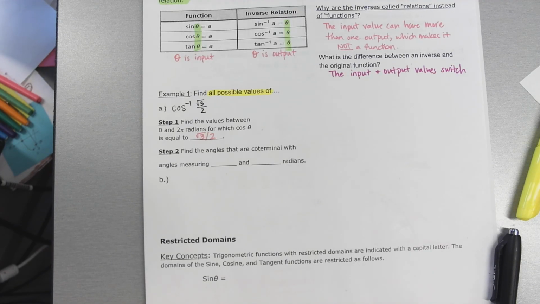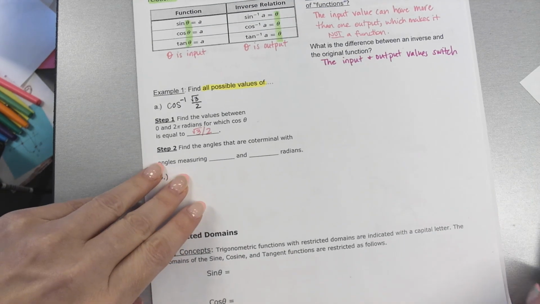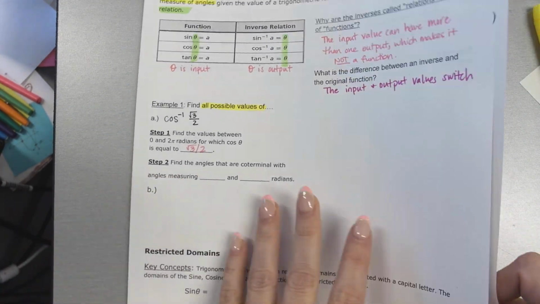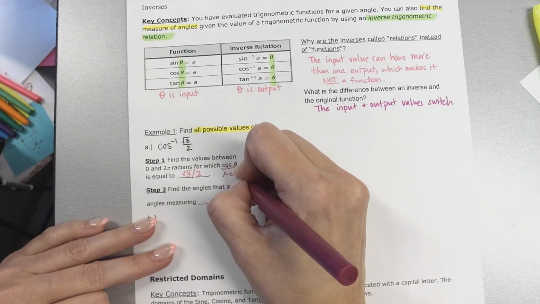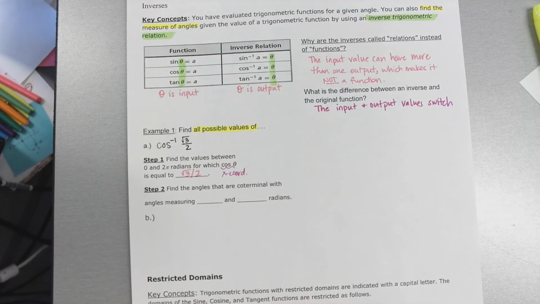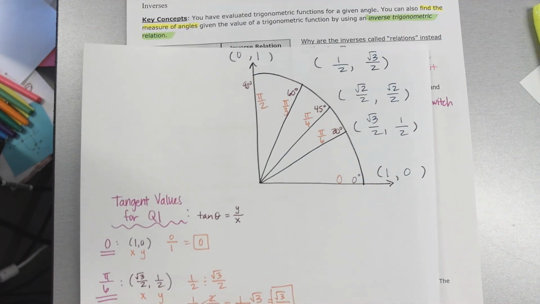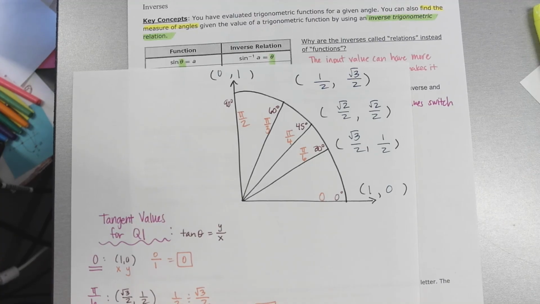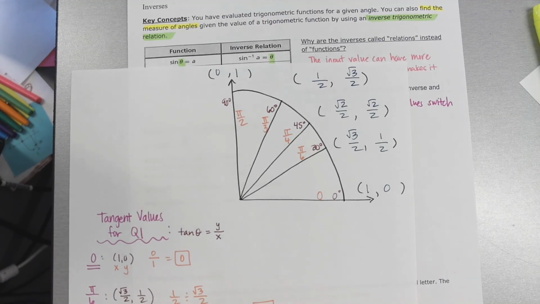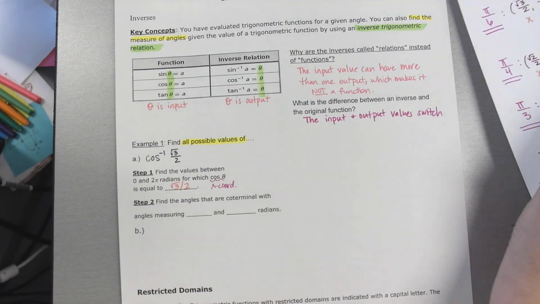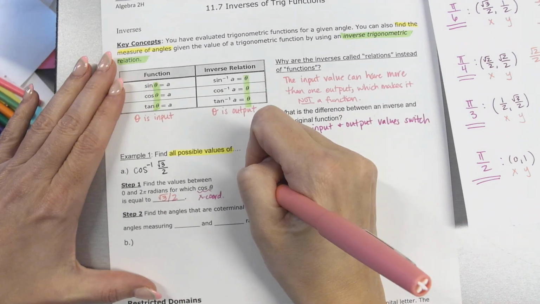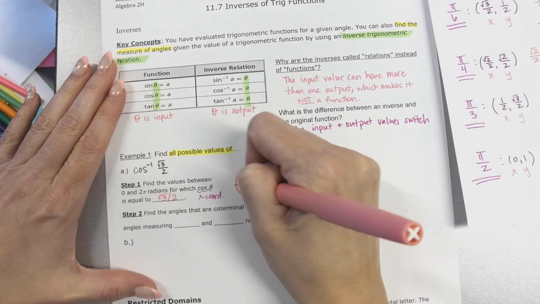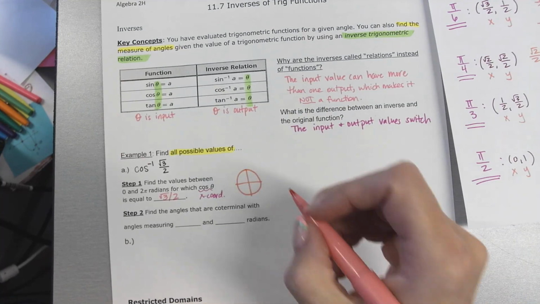So we are going to look at our sheet that we have out. And remember with cosine, you have your x-coordinate. So where is the x-coordinate √3/2? If I'm looking at my first quadrant, do you know one of the places? Yep, at 30 degrees, which in radians is pi/6.